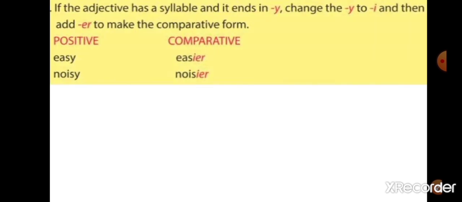Now what does the third rule say? If the adjective has one syllable and it ends in Y, change the Y to I and then add ER to make the comparative form. See the word easy. One syllable means it cannot be broken. For example, easy. Easy is one word. We cannot break it into 2 or 3. So it has only one sound, easy.